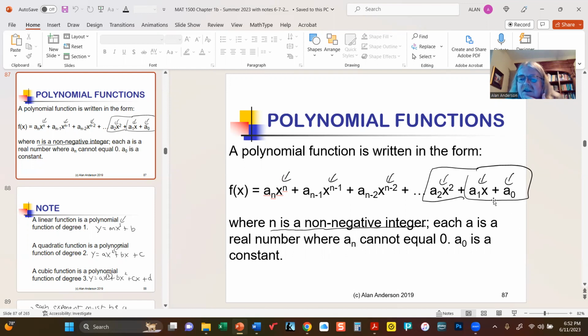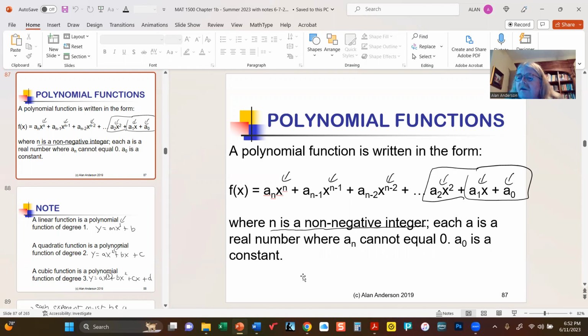Now, the important detail here is that in order to qualify as a polynomial, n must be non-negative, which means it could be 0, or it could be 1, 2, 3, etc. It can't be negative, and it can't be a fraction. If it is, then this is a different kind of function altogether. So we have to make sure that we recognize a polynomial when we see it.